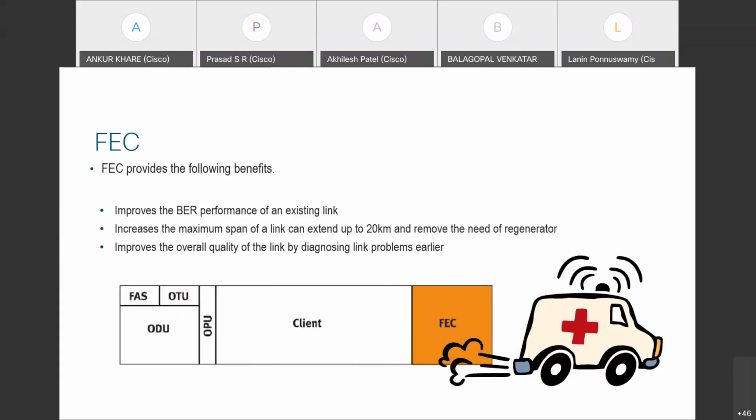Okay. So FEC, we talked about FEC. That is forward error correction. It is the last part of the OTN frame, which is improving the BER performance of the link. The maximum span of the link can be expanded to 20 kilometers. And we talked about how we need regenerators and amplifiers within the network, right? So it gives better performance, so you don't need those regenerators within the network. So that is also one advantage of FEC in the OTN.